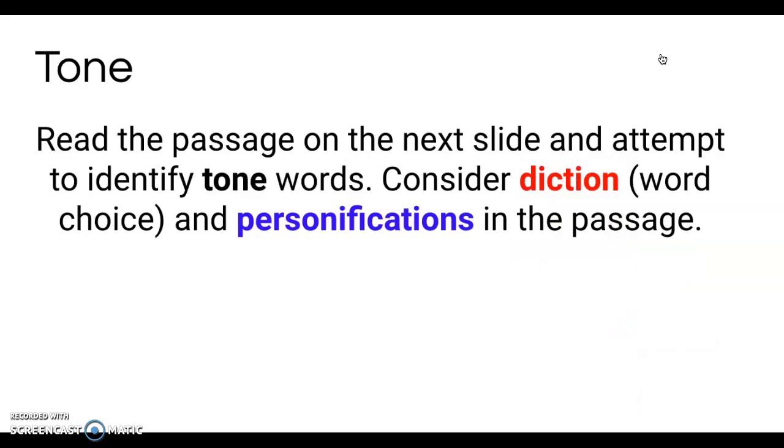So I want to read the passage on the next slide and attempt to identify some tone words. Consider word choice and personification in the passage.